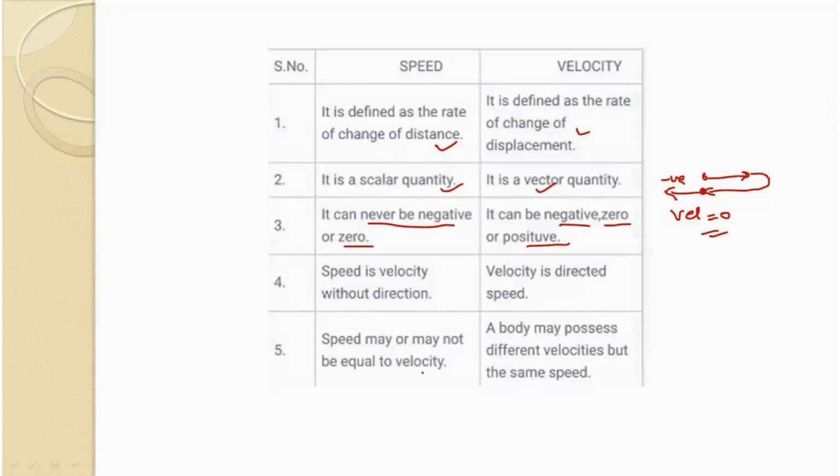Speed may or may not be equal to velocity. A body may possess different velocity but the same speed, right? So it can have various velocities at various moments. Suppose a particle is moving in a circular direction. The distance covered per unit time is the same, but the direction is changing every time. So that is the example where velocity is changing every time but the speed is the same, right? So a body can possess different velocities at different times but the speed can be the same. You can understand that from this example.